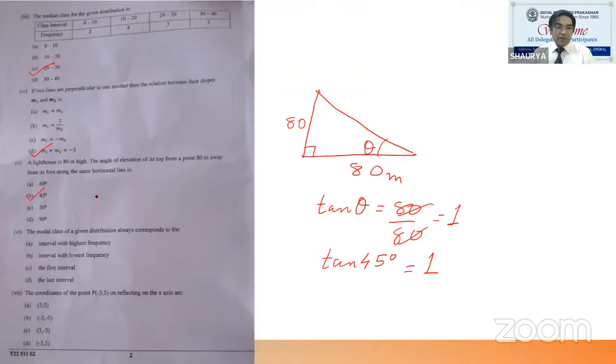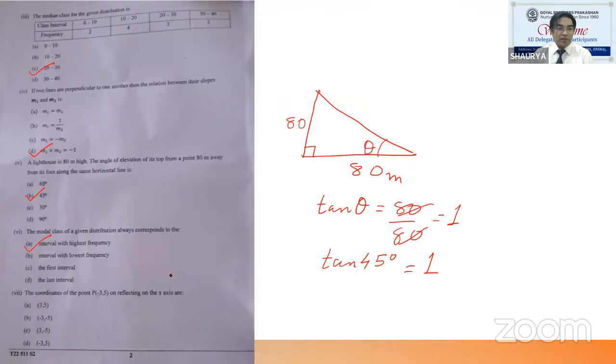We can move to the next question now, that is question 6. The modal class of a given distribution always corresponds to the interval with highest frequency. So we need not even read the remaining three options. The first one happens to be correct.